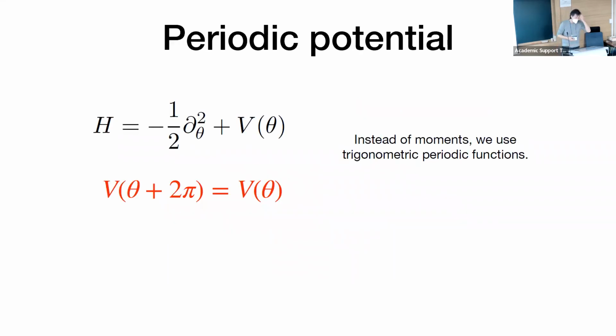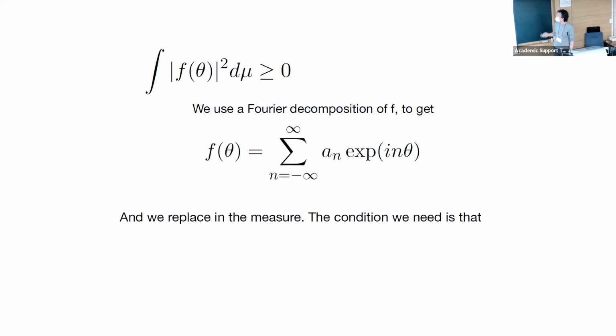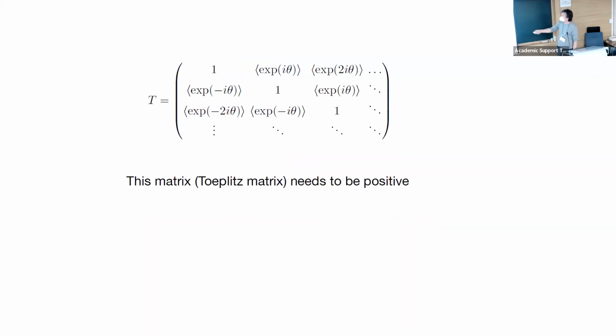Then we try the periodic potential. So instead of moments, we just use trigonometric periodic functions. Again, there's a positivity problem that one can use. So we use Fourier decomposition, saying F admits a Fourier decomposition, and then the measure is positive. So this expectation value squared needs to be positive. And then the condition that we need is that this matrix T, which is a Toeplitz matrix, another famous class of matrices that are easy to diagonalize, needs to be positive.